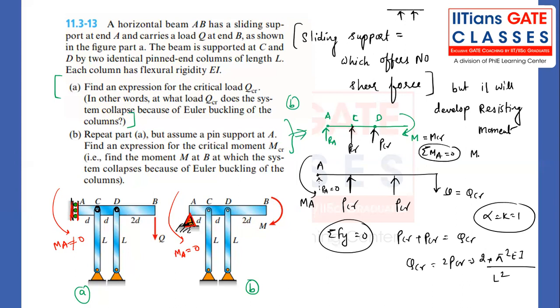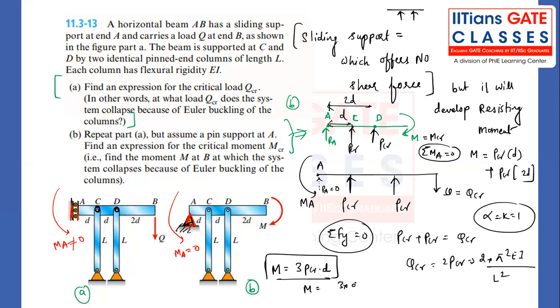Then what do we observe? M is equal to PCR times this distance, D, plus PCR times this particular distance, 2D. So what is the value of M? 3 PCR into D. And if somebody wants the final answer, 3 into D into pi square EI divided by L square. Once again, it is a pin-pin connection: here also pin, here also pin, here also pin. For a pin-pin connection we have alpha or K equal to 1.